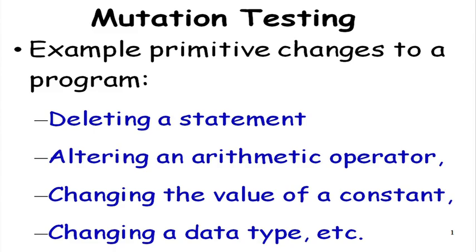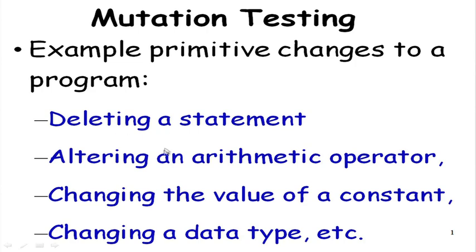that a programmer commits while writing a program, and some examples are deleting a statement, altering an arithmetic operator, because this is also a typical programming error where the programmer by mistake wrote a different operator than he intended. Possibly he just interchanged a plus with minus or something like that. Changing the value of a constant, changing a data type, changing a relational operator, changing the bound of a relational operator, and so on.